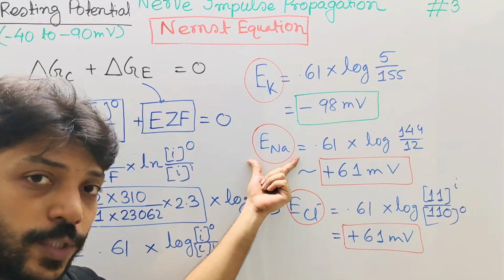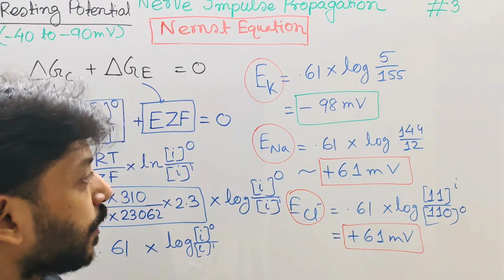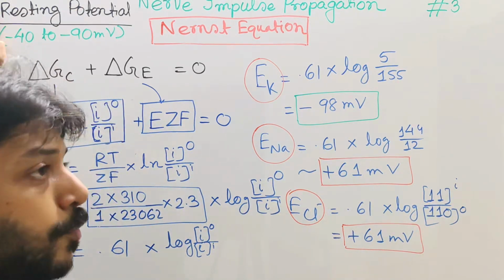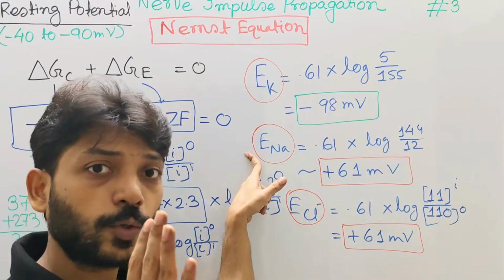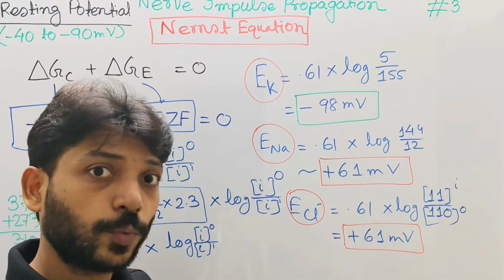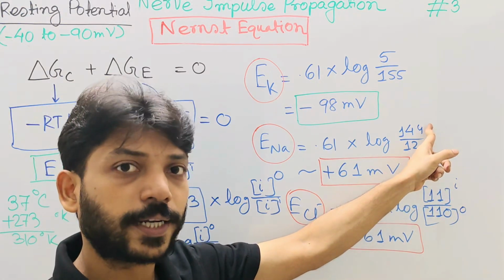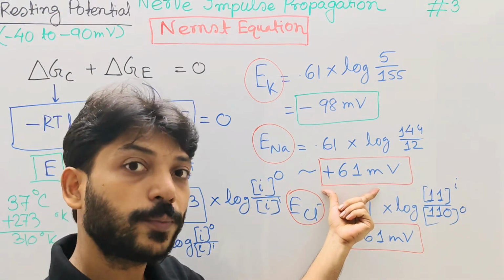For the sodium equilibrium potential, that means if the sodium channel is open and if the sodium channel is responsible for the generation of resting potential, then ENa, or equilibrium potential, or the membrane potential will be generated. That will be, because outside there is a higher concentration, positive 61 millivolts.